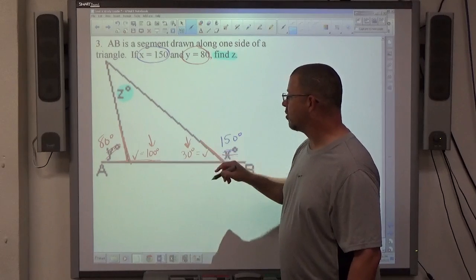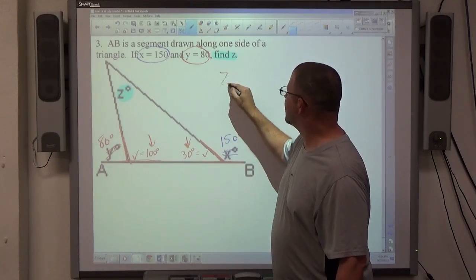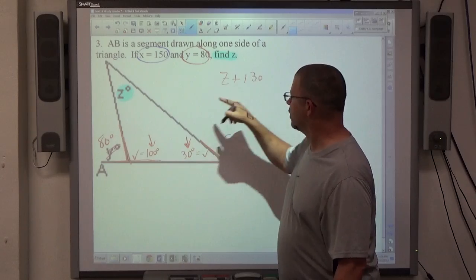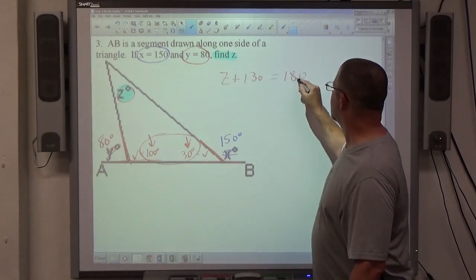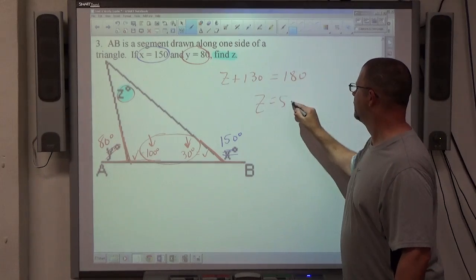And once I know those two angles make 130 degrees, z plus 130 degrees, this angle plus these two angles, has to be 180 degrees. Therefore, z would be 50 degrees.